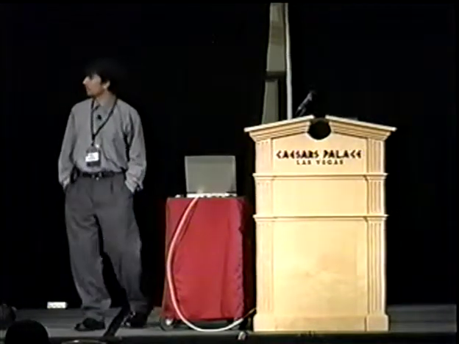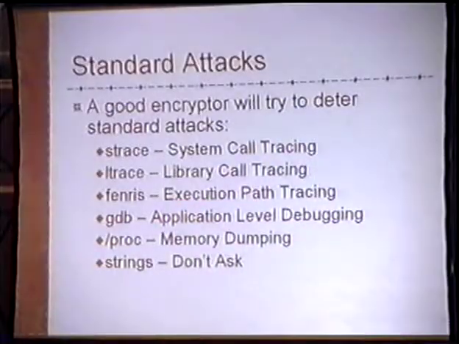There are some very common attacks that are used against binary encryptors on Unix. And there's a big list of them right there. But strace or ltrace, what they do is they monitor system calls or library calls. And they're quite useful to get a quick idea of what a binary is doing when you're executing it. They're very useful. I use them quite often. And a good encryptor will have to be able to deter these standard attacks.